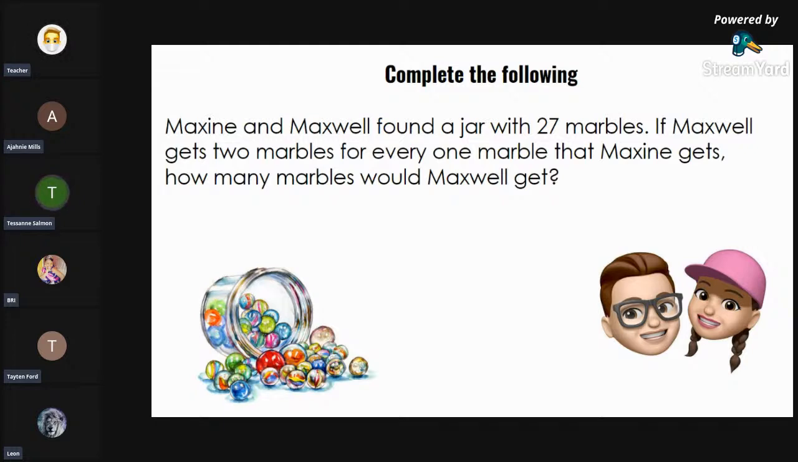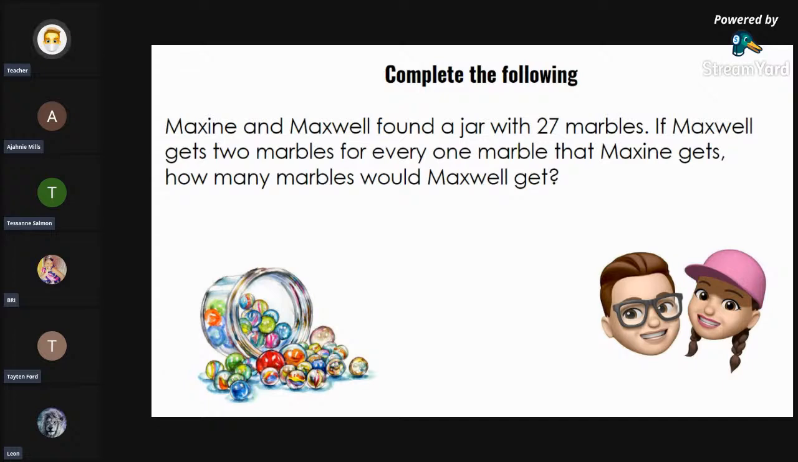And then to work it out in the algebraic way, we could say their total is 27. So we could say 2x plus x equals 27, and 2x plus x will give you 3x equals 27. And when we divide both sides by 3, we'll get 9. And 9 times 2 is 18, and then Maxine is 9. And that would still give you the 27.